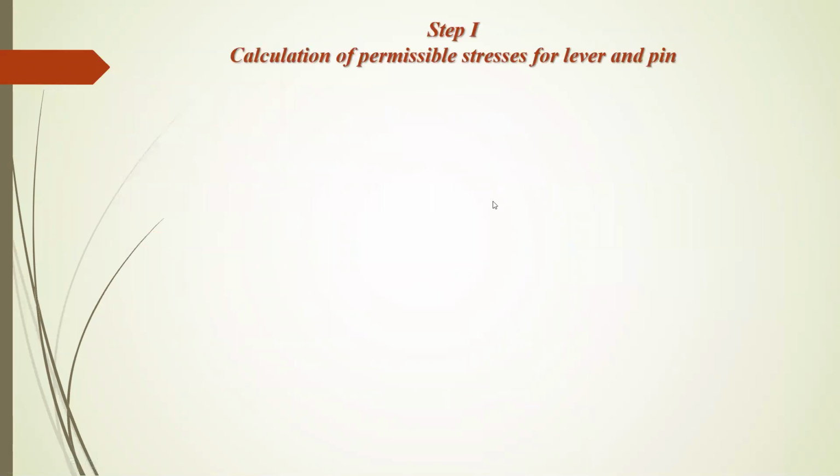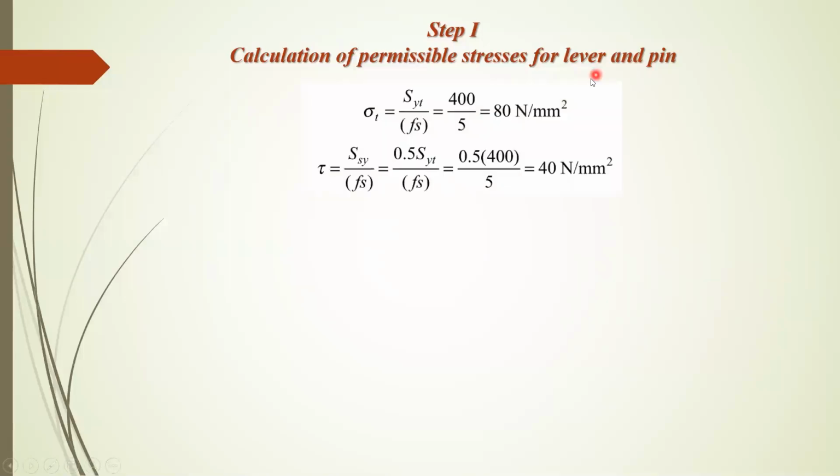In the solution, there are certain steps to be followed. So here is step number 1. Step number 1 is to calculate permissible stresses for lever and pin. As given in the problem, the material for the pin and the lever is 30C8 having SYT 400, and factor of safety is 5 for both the pin as well as the lever.